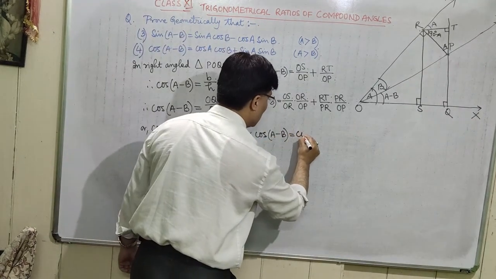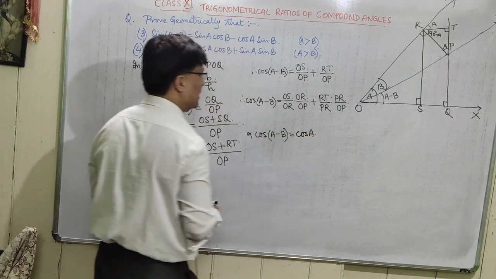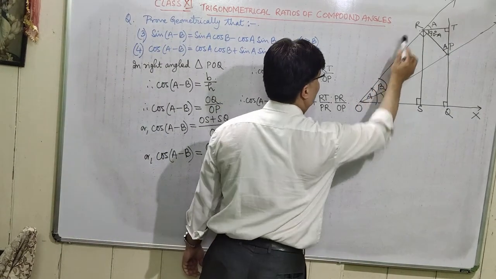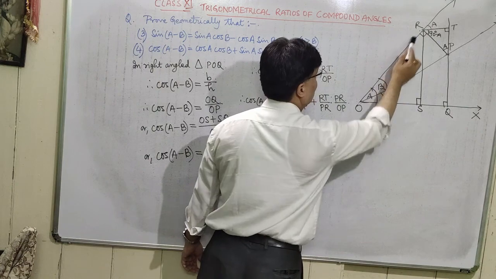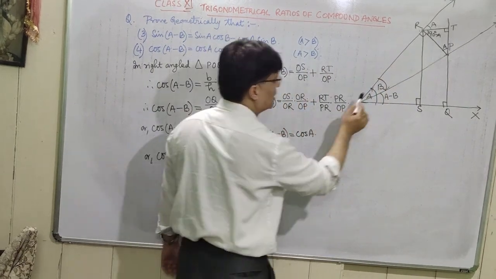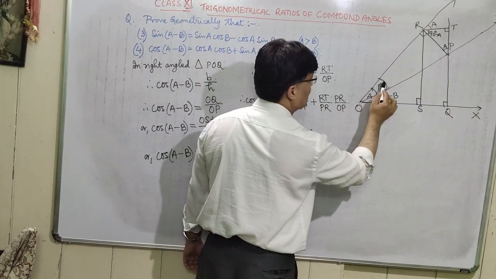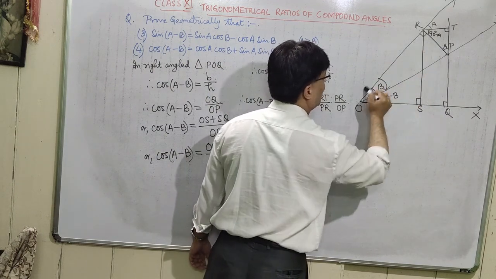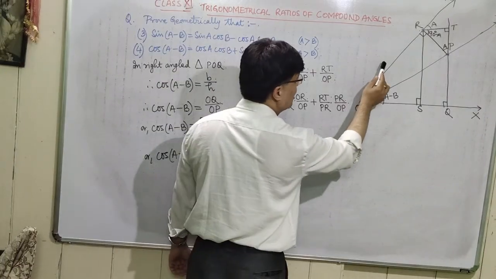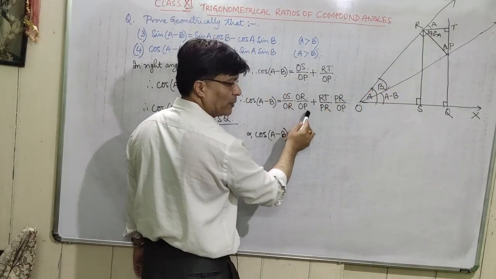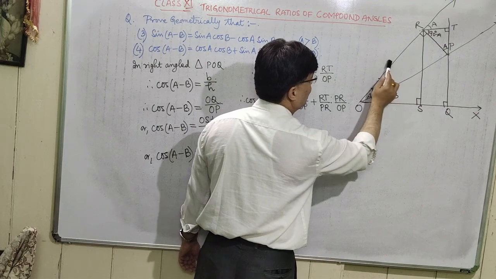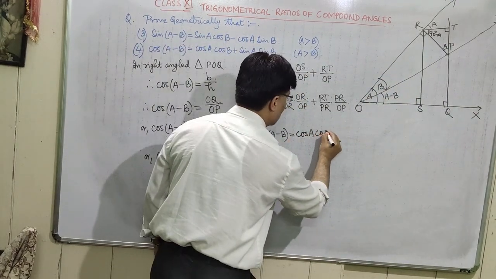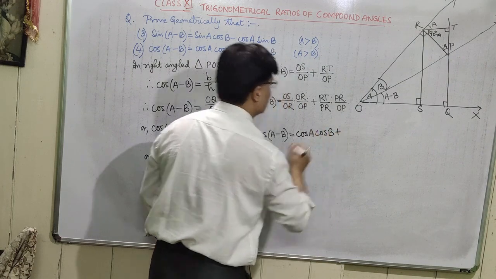Okay. So you can write here cos A into, what is OR upon OP? This is OR upon OP. So POR is a right angle triangle that is considered. So here angle B is considered. The side opposite to the angle B, that is PR, will be the perpendicular. OP will be the hypotenuse. OR will be the base. So this is also OR upon OP, isn't it? So OR upon OP means base upon hypotenuse, which is cos B. So which is cos B plus.